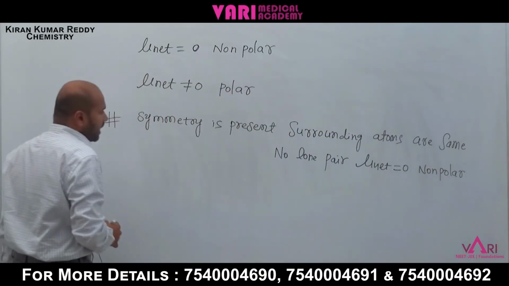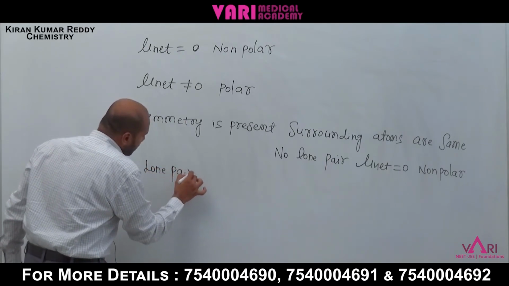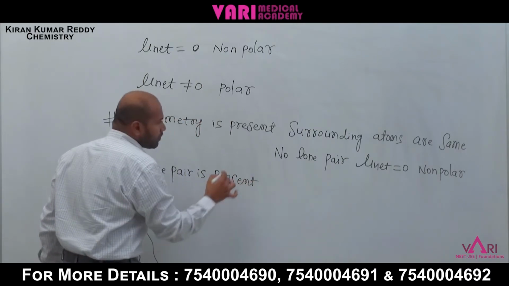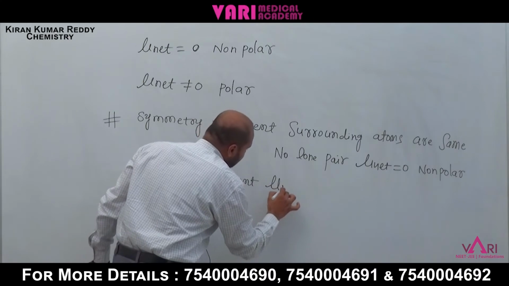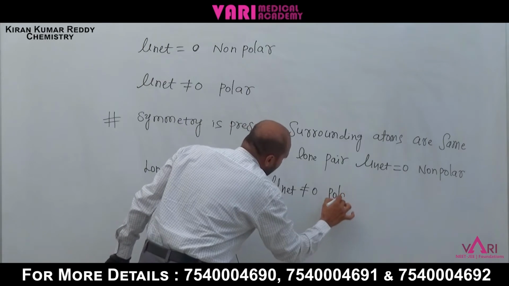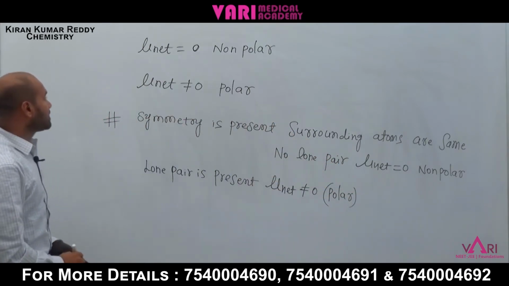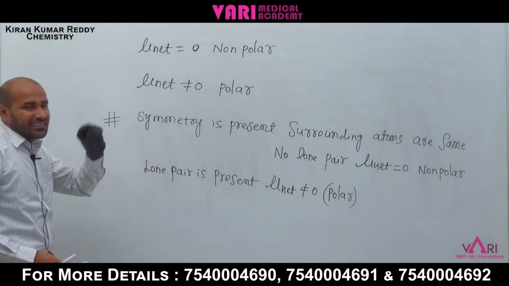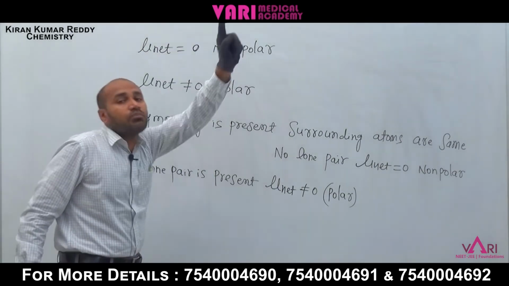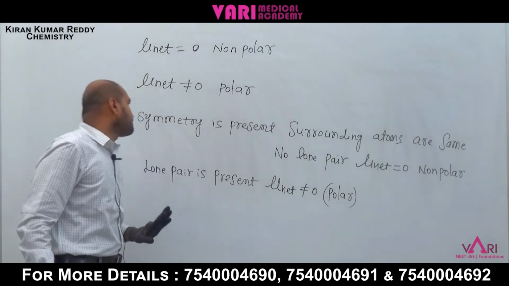Remember this point: if a lone pair is present, then mu net is not equal to 0, and that molecule will be polar. Remember these points: not the individual vector, but the resultant. Mu net equal to 0 means the molecule is non-polar, and mu net not equal to 0 means polar.